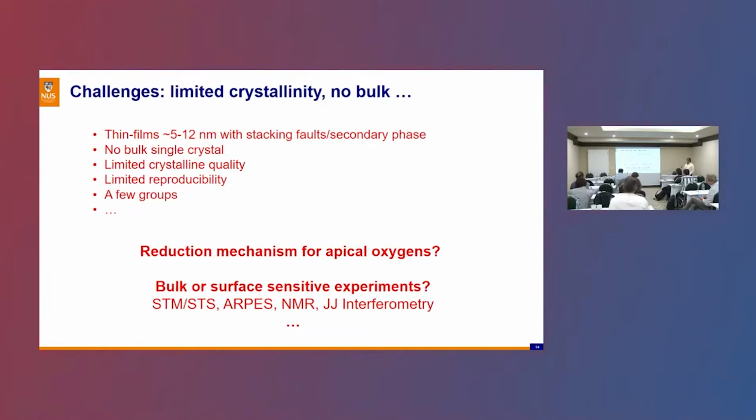So there is, of course, no bulk single crystal yet that shows superconductivity. And the rate at which you can reproduce the sample is relatively low. And as you can see, there are only a few groups that have been able to produce it. It looks to us that reduction is really the main issue, the removal of the apical oxygen, because we really don't have control in doing this. So of course, this also creates issues with many experiments that we are not able to do, at least conclusively at this point, like ARPES, NMR, and so on.